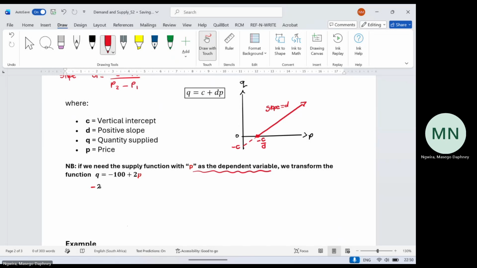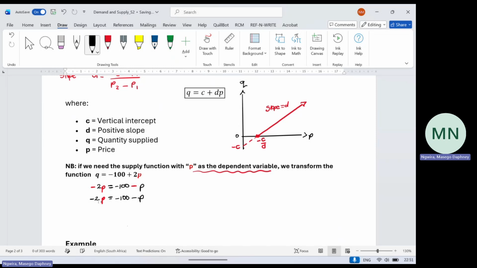It's going to be negative 2P, because when a number jumps an equal sign, it changes the sign. And I have a negative 100. Also this Q is going to jump the equal sign. It's going to be a minus because it was a positive, so minus P. Now I have negative 2P. I'm just rewriting this so that I can show you how we get to the answer.